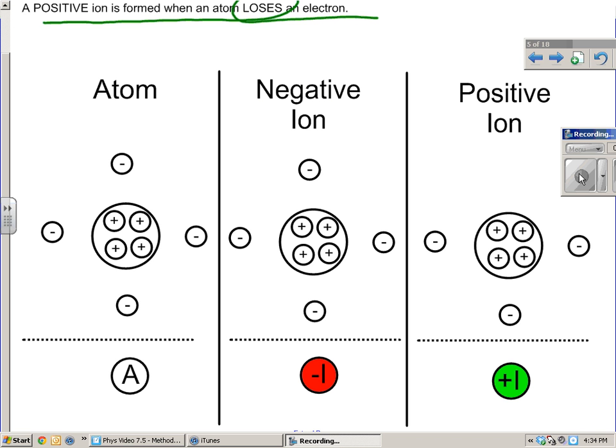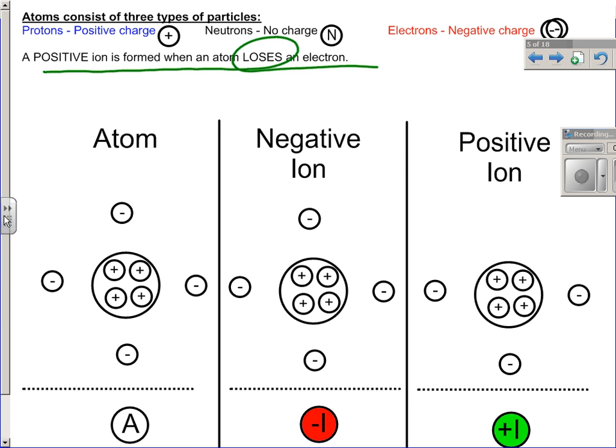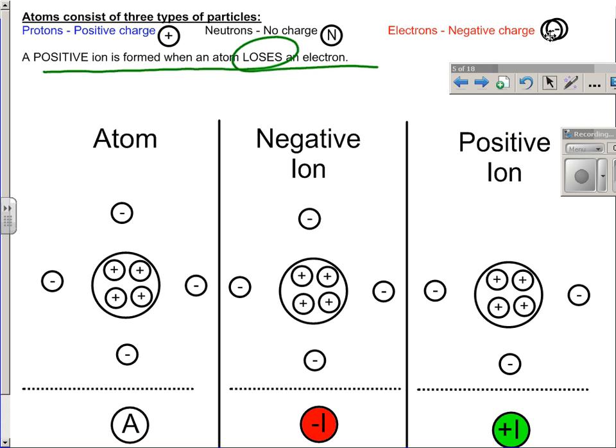Okay, so for shorthand, because this gets a little bit difficult to draw, I am going to... sorry. I'm bothered now by the fact that my negative ion is not in fact negative. There we go. Okay, sorry.